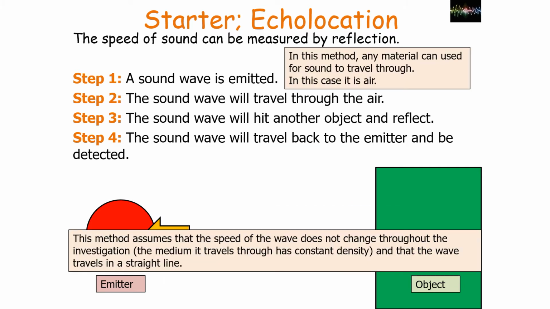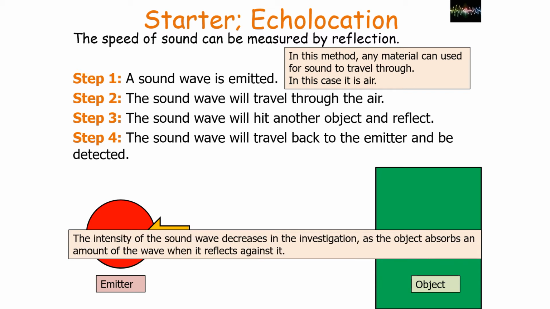Now this method assumes that the speed of the wave doesn't change throughout the investigation, that the medium it is travelling through has a constant density, and that the wave travels in a straight line. The intensity of the sound wave decreases in this investigation as the object will absorb some of the wave when it reflects against it, and some of the wave will actually transmit through the object.